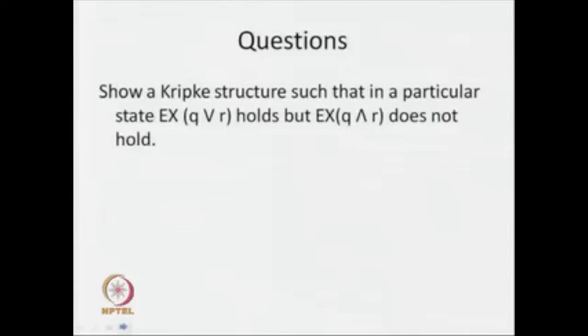Okay, next question. What I am saying is: show a Kripke structure such that in a particular state, E X (p or r) holds, but E X (q and r) does not hold. That means we are looking for a path where in the next state either q or r holds, but there exists a path where in the next state q and r is not true.